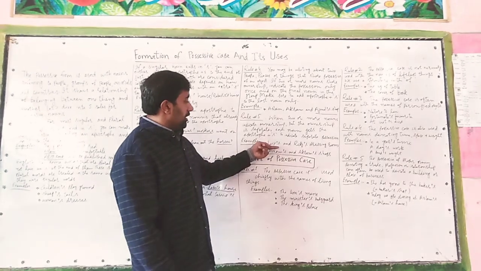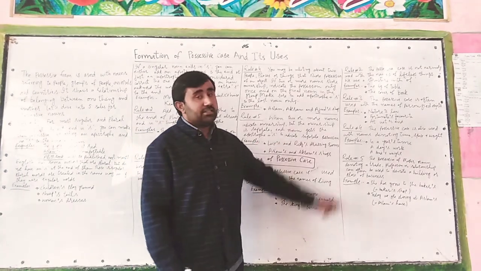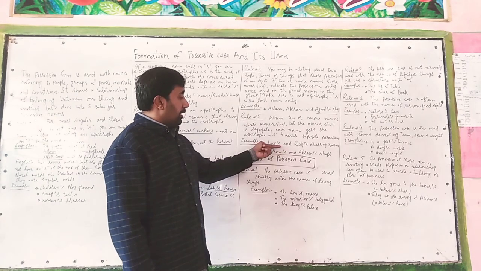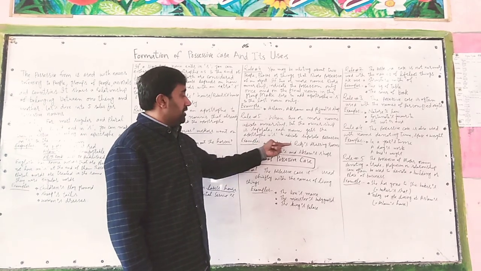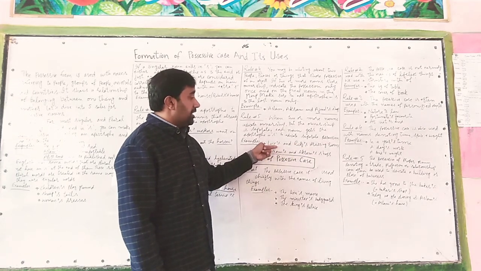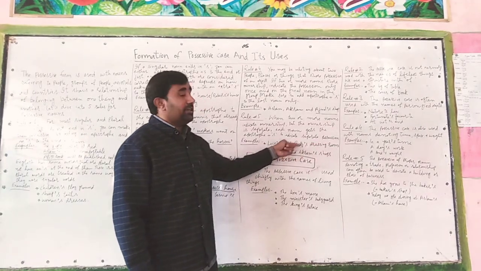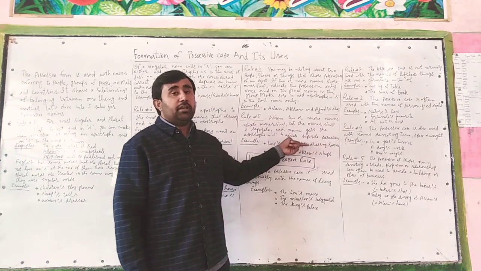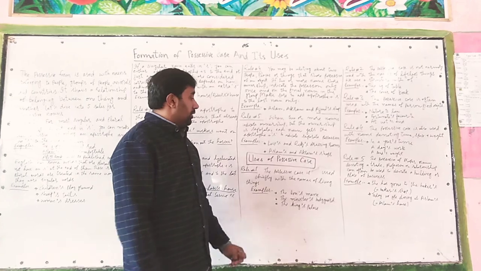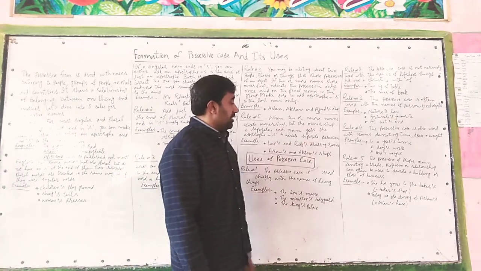As in the example, Lucy's and Ricky's dressing rooms. We add apostrophe and S with Lucy and with Ricky. It means Lucy has a separate dressing room and Ricky has a separate dressing room. Both do not have the same dressing room. So, Lucy's and Ricky's dressing rooms.